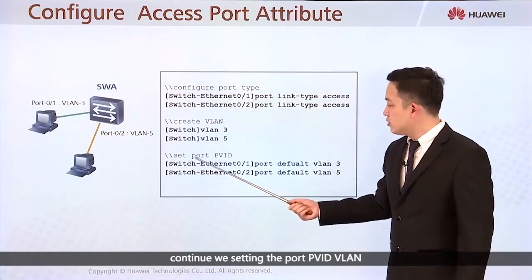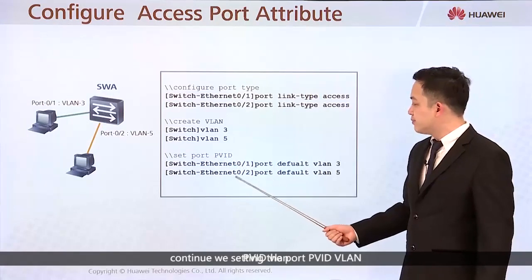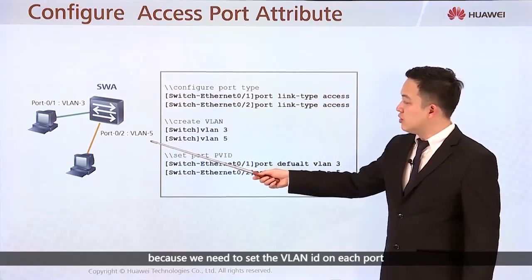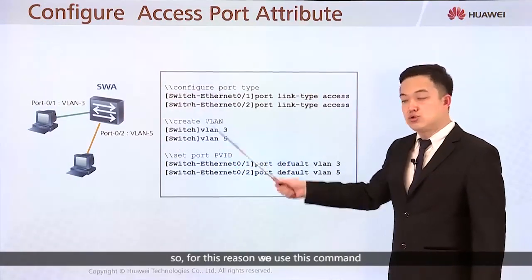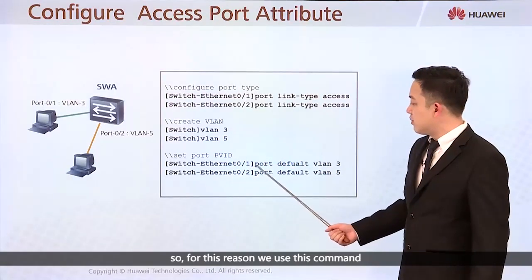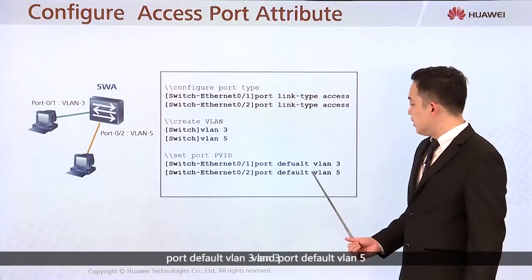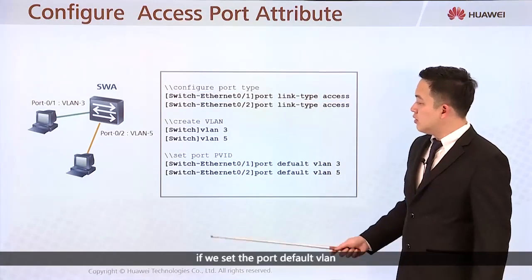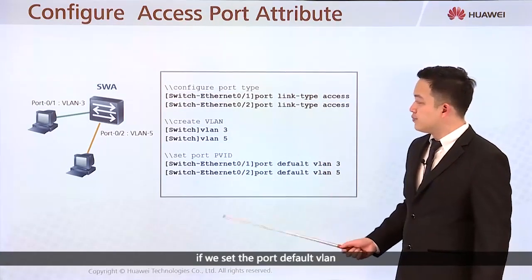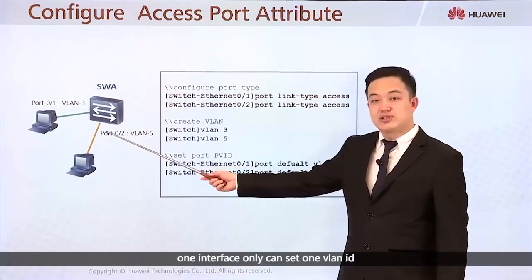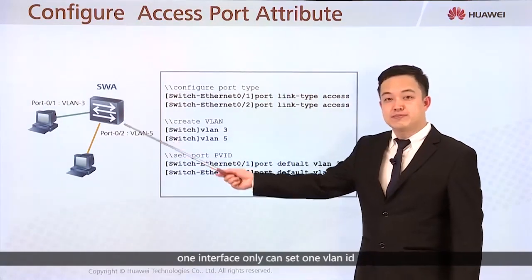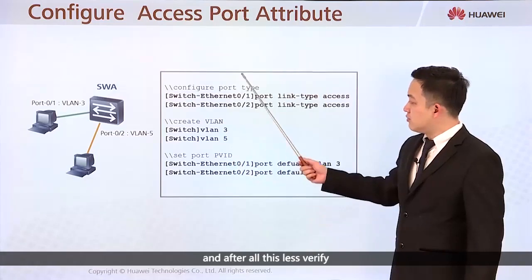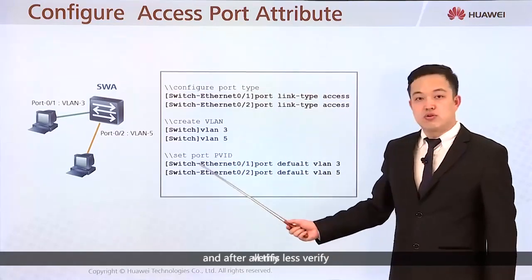We set the port PVID VLAN. Because we need to set the VLAN ID on each port, we use this command: port default VLAN 3 and port default VLAN 5. When setting the port default VLAN, one interface can only be set with one VLAN ID. Okay, after all this, let's verify.